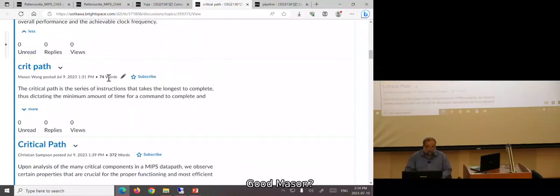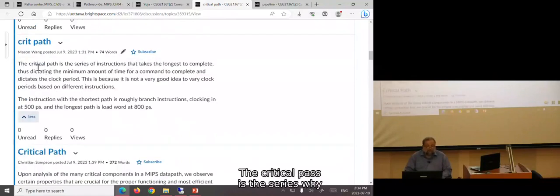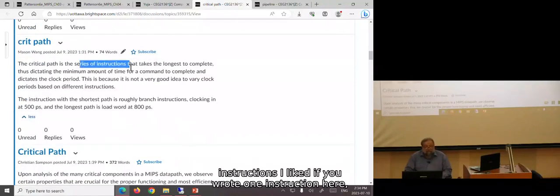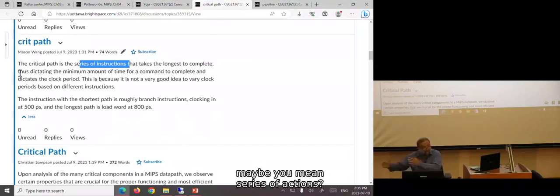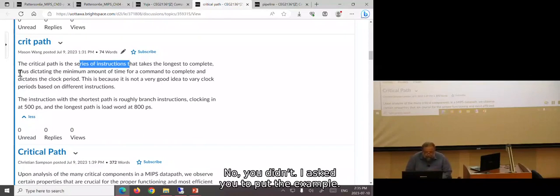Okay, Kevin, good. Mason, here? Okay. Let's see what Mason wrote. The critical path is the series. Why instructions? I liked it if you write one instruction here. A series of instructions that take the longest to complete. Maybe you mean series of actions. That's what I meant, yeah, not instructions. Because, for example, let's see, do you have an example here? The shortest? No, you didn't. I asked you to put the example also. I wanted you to give me an example of what instruction do you think has the longest path.